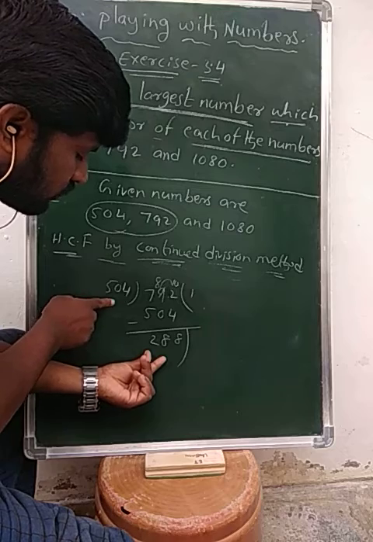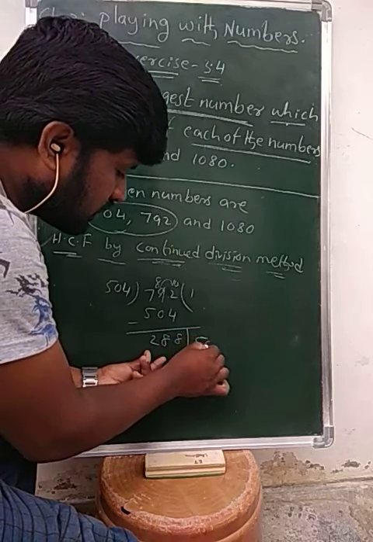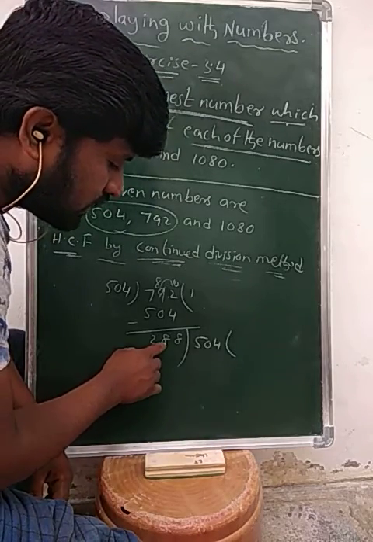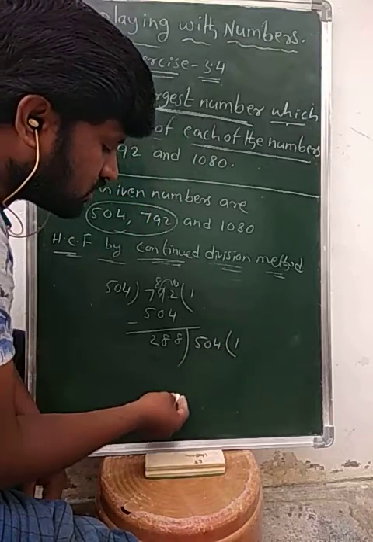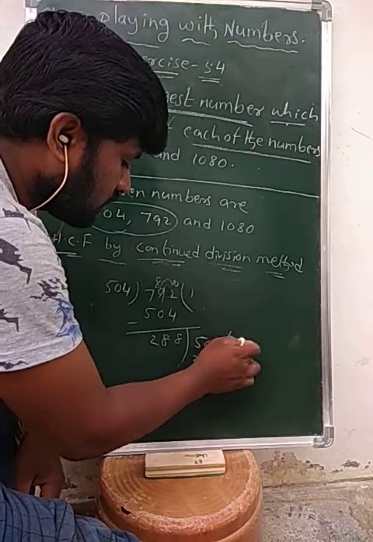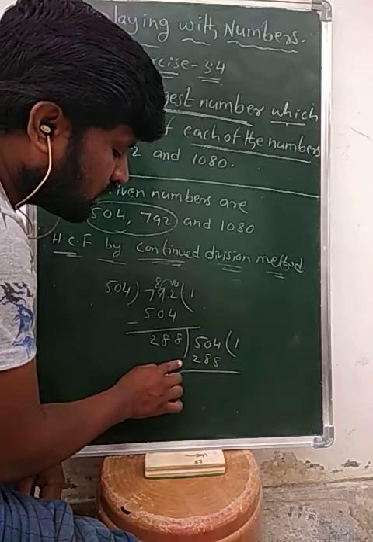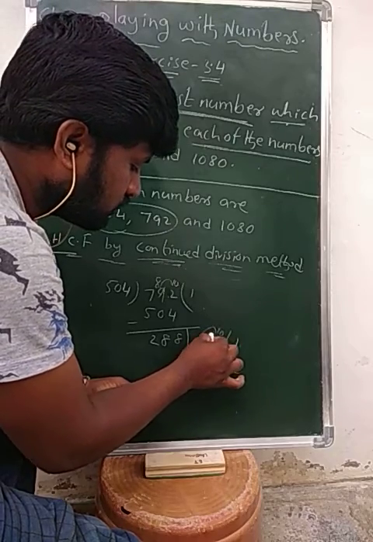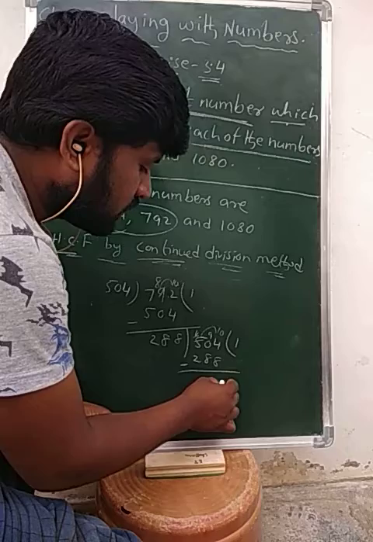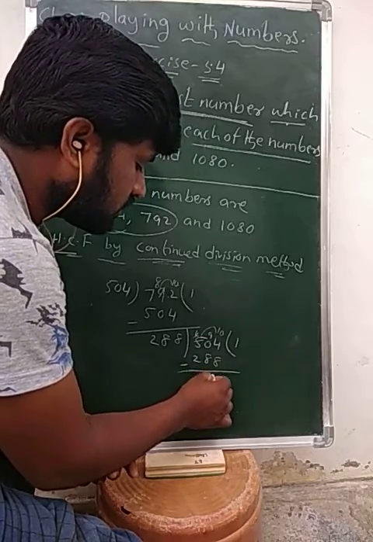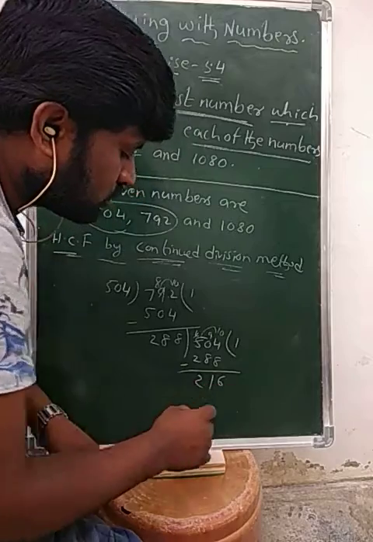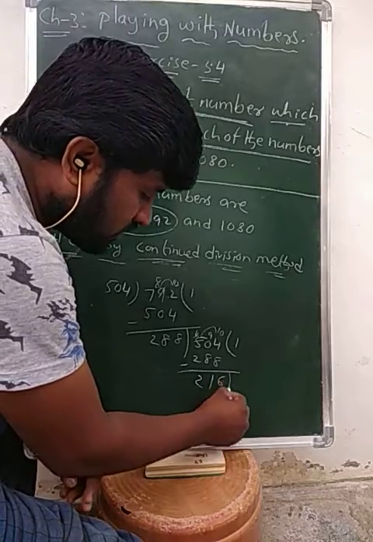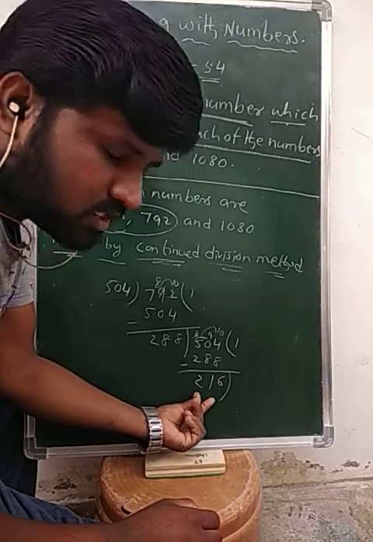Now the remainder 288 acts as a divisor. The divisor 504 acts as a dividend. With 288, twos would cross it, so 288 ones are 288. By doing subtraction, taking borrow, 14 minus 8 is 6. 9 minus 8 is 1. 4 minus 2 is 2. So 504 minus 288 is 216. We get the remainder 216.